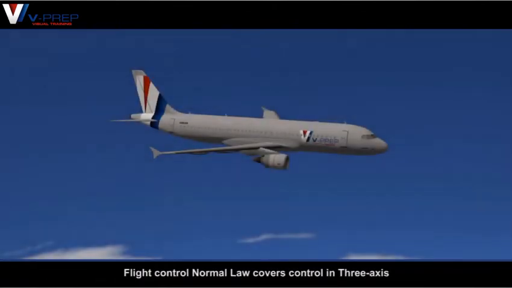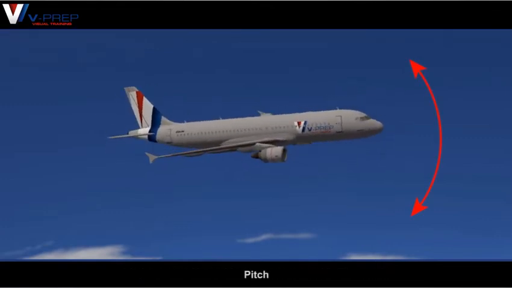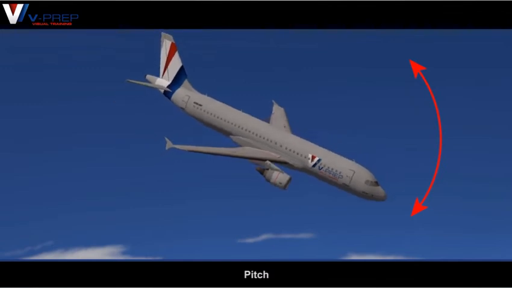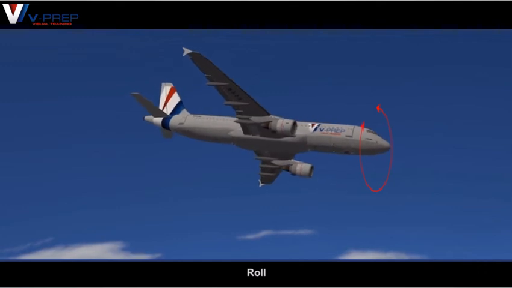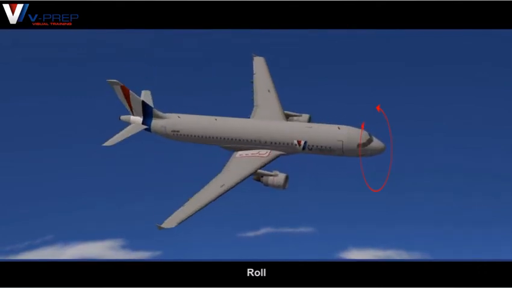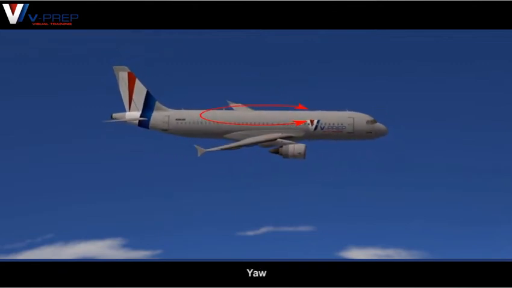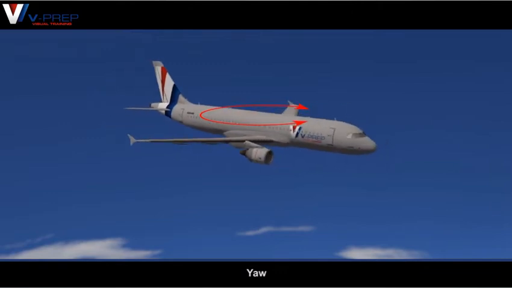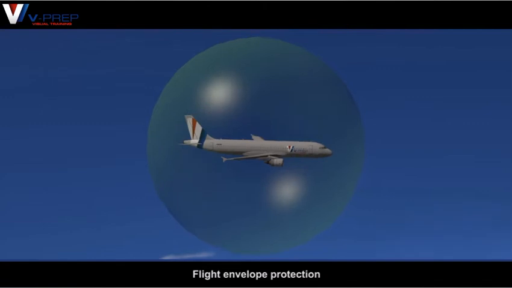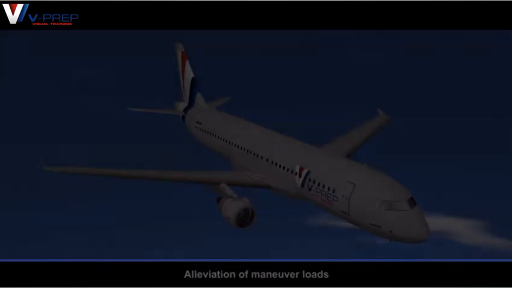Flight control normal law covers control in 3 axes: pitch, roll, yaw. Flight envelope protection. Alleviation of maneuver loads.